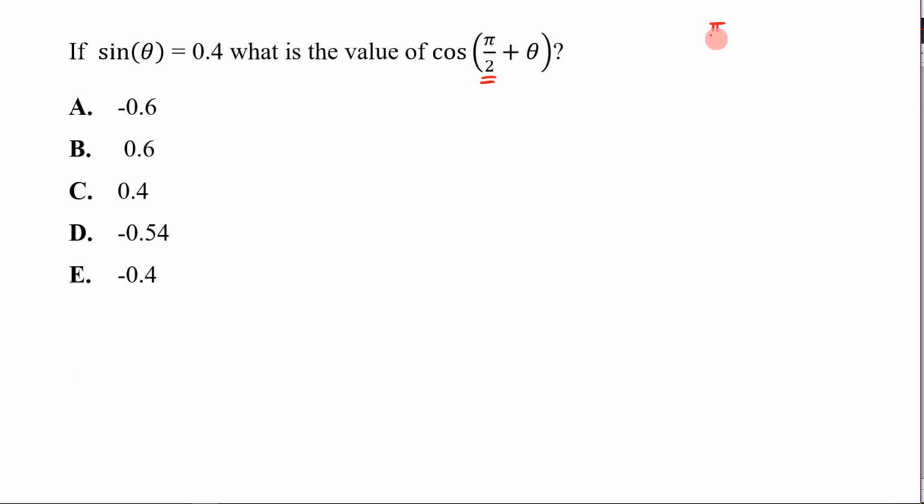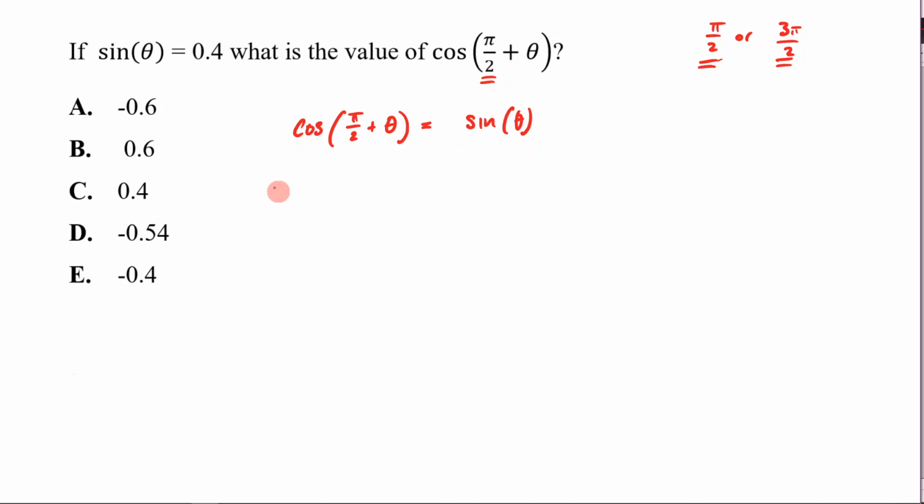Whenever you've got pi on 2 or 3 pi on 2, you know that you're dealing with complementary symmetry. And whenever you're dealing with complementary symmetry, for cos of pi on 2 plus theta, or pi on 2 minus theta, or 3 pi on 2 plus or minus theta, cos will turn to a sine. Sine would turn to a cos. It just swaps. That's the first thing we know. So whenever you've got pi on 2 or 3 pi on 2 plus or minus some angle, the trigonometric function will swap.